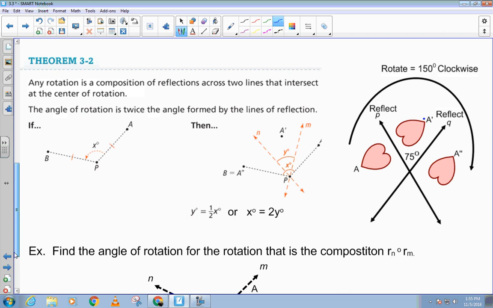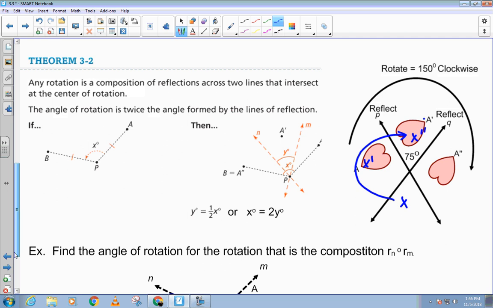You see it? Okay? Now, the angle of rotation is always 2 times the angle that you reflect over. So I reflected over the 75-degree angle. So the rotation is actually 150 degrees. Okay, you always double the angle that you reflect over. If, let's say, I was going to start here, and then I reflected to here, and then I reflected to here, what would the rotation be?